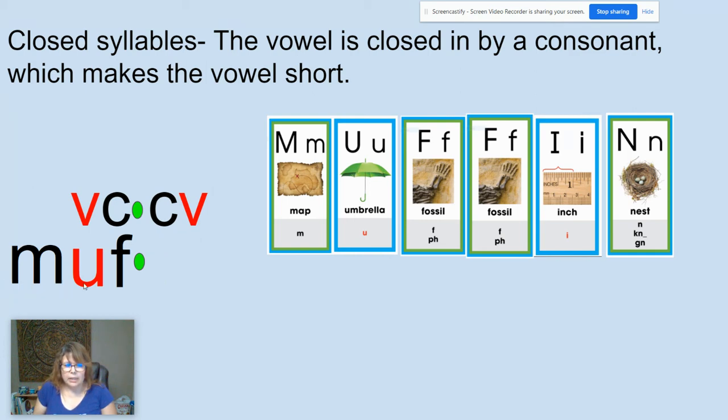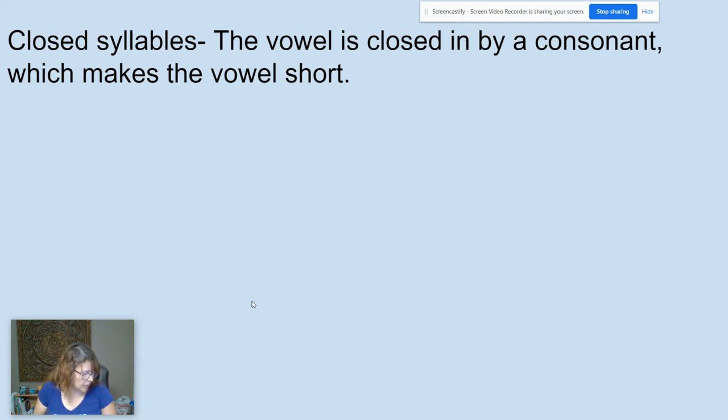We separate. Now let's look at the first syllable. It ends with a consonant, so this is a short vowel. It's a closed syllable, so we say muff. And then the second syllable ends with a consonant, so I know it's an I. So we say fin, muffin. Word, muffin.